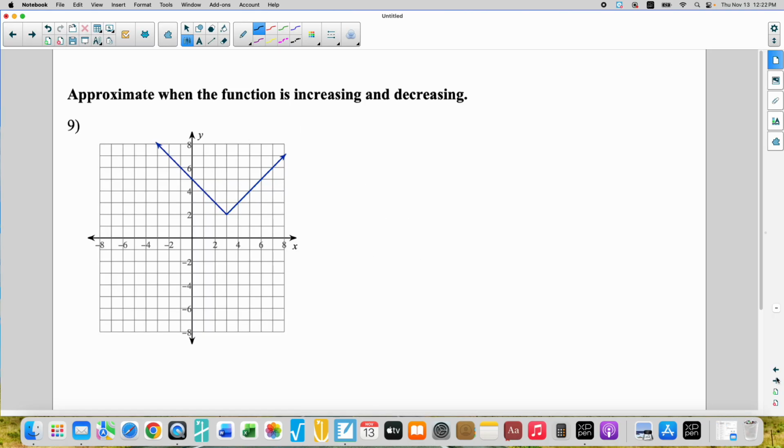Approximate when the function is increasing, that's a positive slope. This is increasing, this is a positive slope. This is a ray, so I start with x. Where does it start? It starts at 3, and I want the values to the right of it. So right is greater than. And where is it decreasing? It's decreasing here. So this section of the graph is decreasing. That's a negative slope.